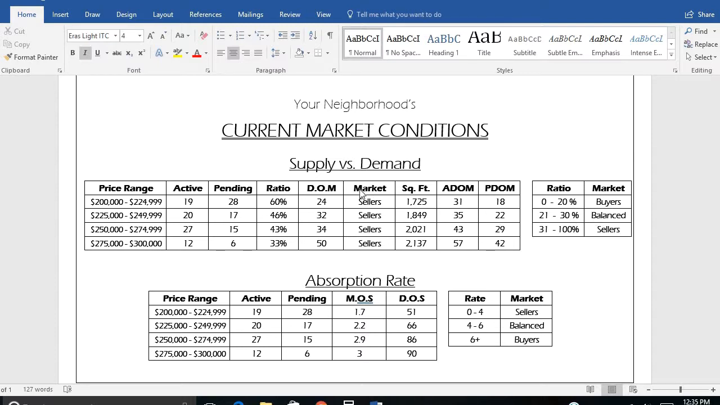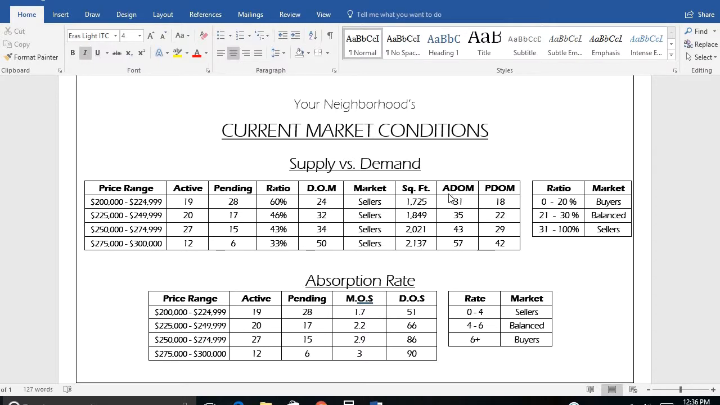Okay. We want to look at the DOM, which is days on market. That's the average days on market for all of the properties in that price point. Okay. Again, we're going to identify what market it is, average square footage of those properties. And then we're also going to break down the active days on market, how long were they on the market, and the pending, how long were they on the market before they received an offer.